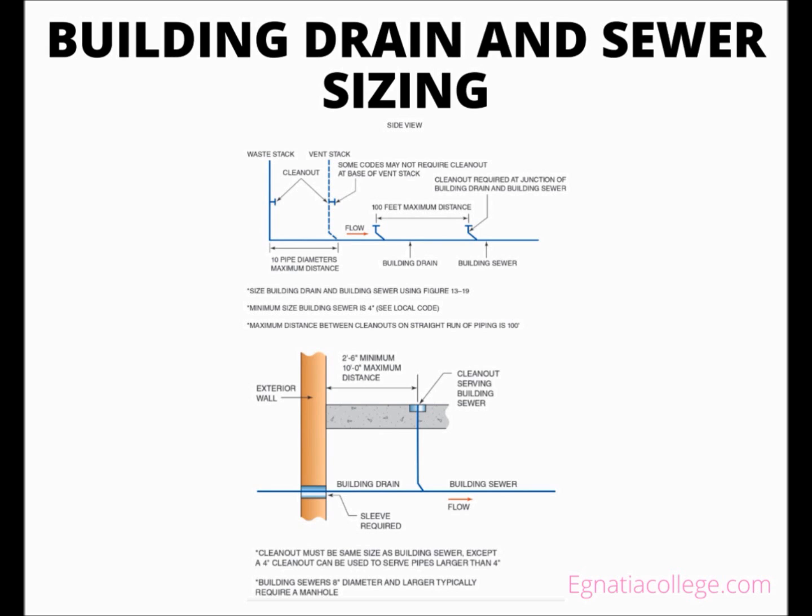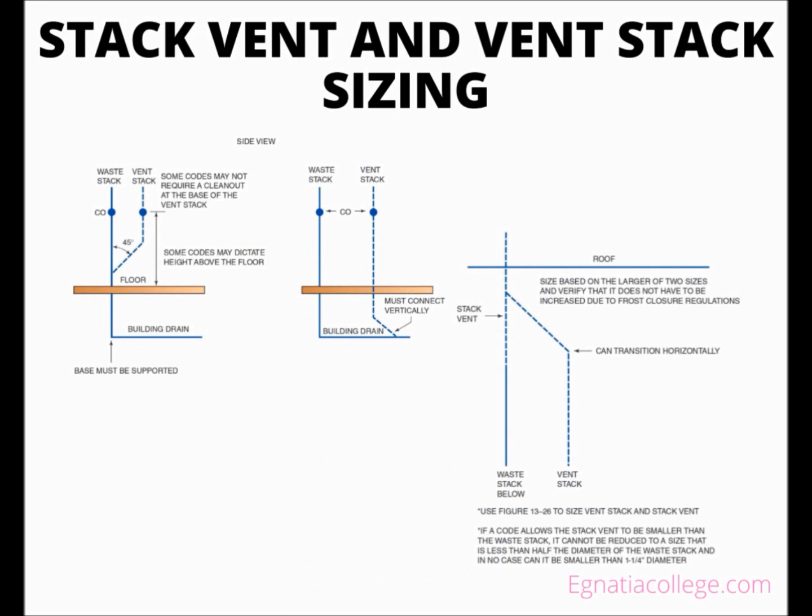Most codes dictate that the smallest building sewer must be 4 inches; the building drain can be smaller than the building sewer. According to some codes, the base of a stack cleanout on a 3-inch minimum size waste stack can be used as the cleanout for the building sewer if it is located not more than a developed length of 10 feet from the junction of the building drain and sewer.